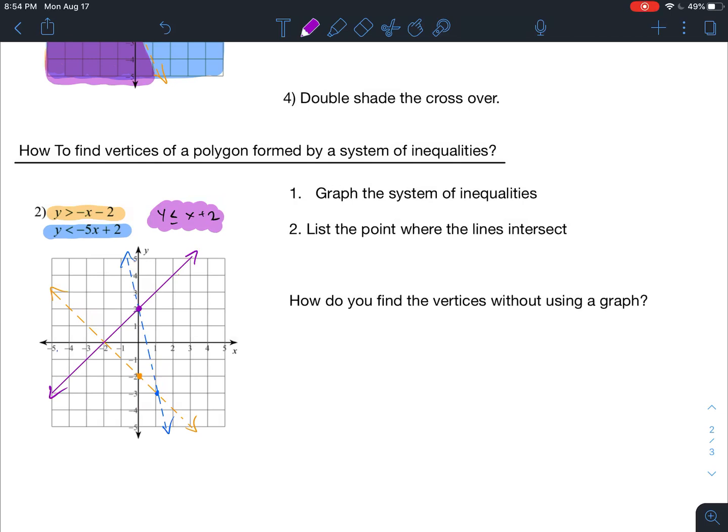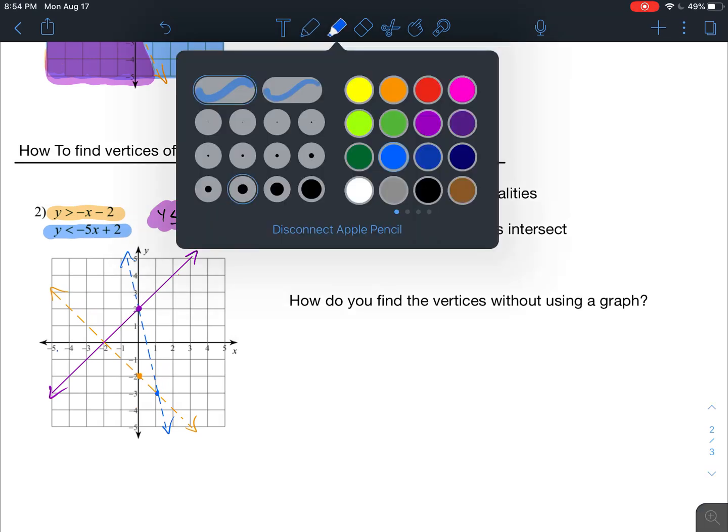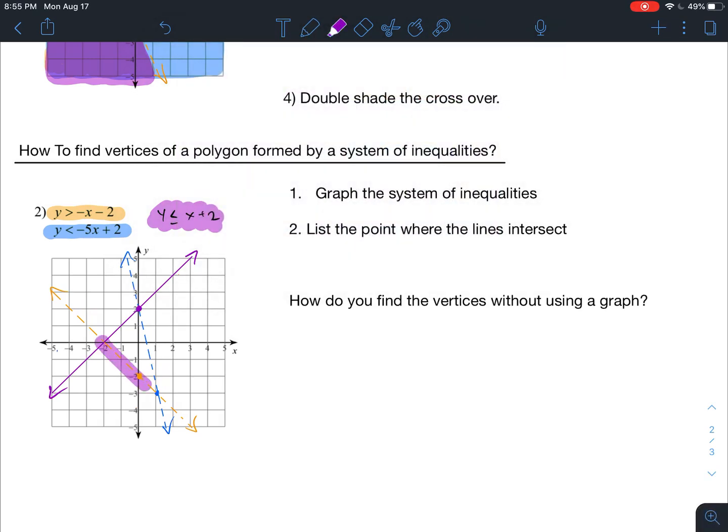Now, what we really want to find here, notice that the 3 lines that we drew formed a polygon. What we want to try and do is find where they intersect, or the vertices of the polygon. They're one and the same. The vertices are the intersection of all the points. And we already know how to find where lines intersect by using a system of equations. If we use the system of equations, we can see where they intersect.